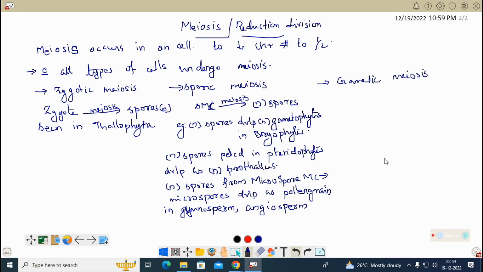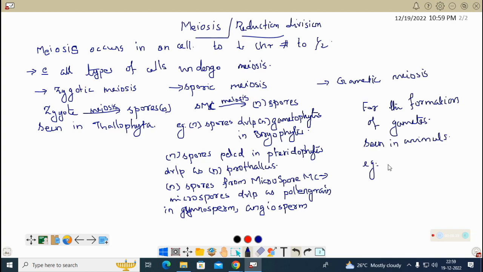Now gametic meiosis. Gametic meiosis is seen in animals, for the formation of gametes. Example, I'll just say in the case of human.